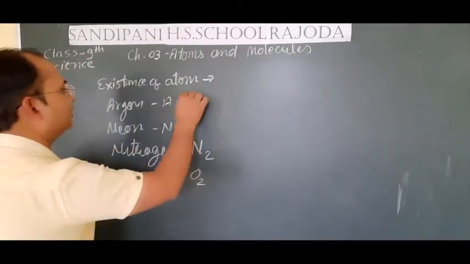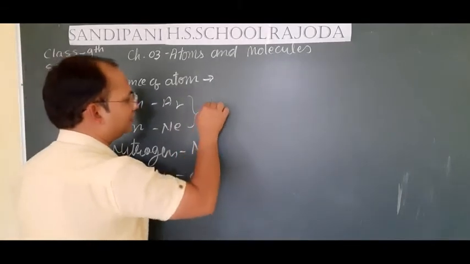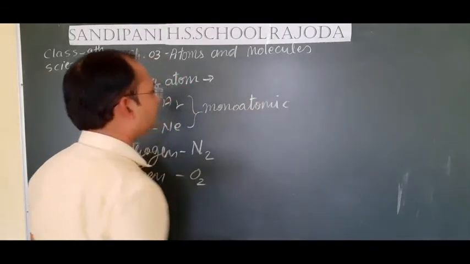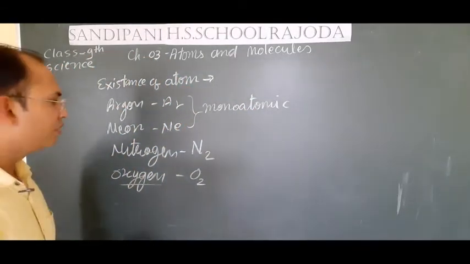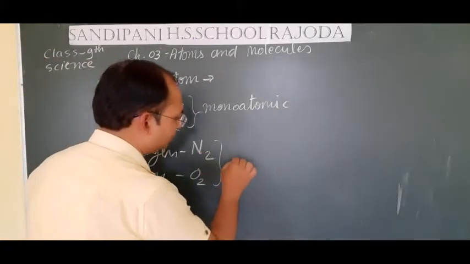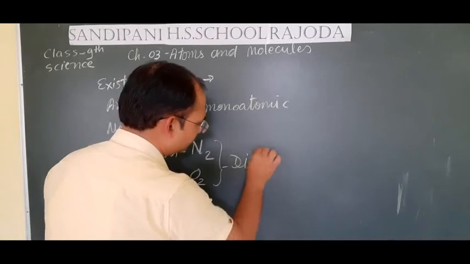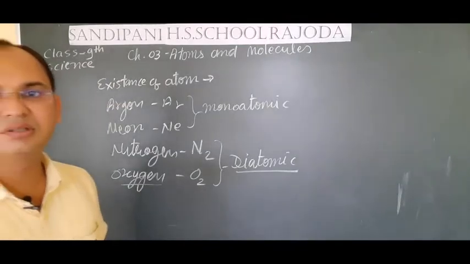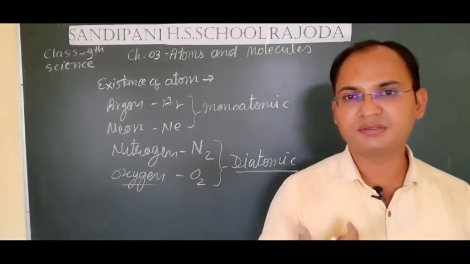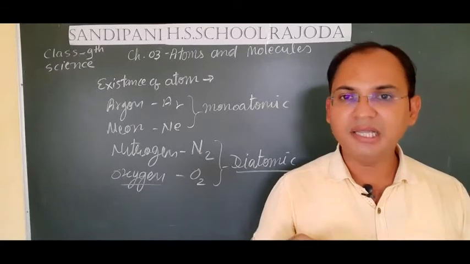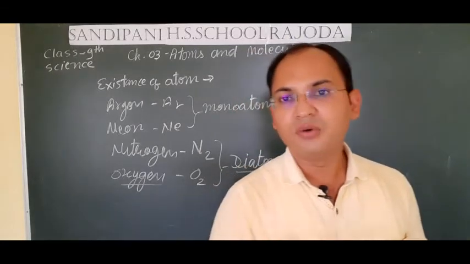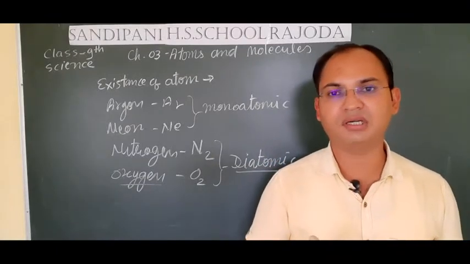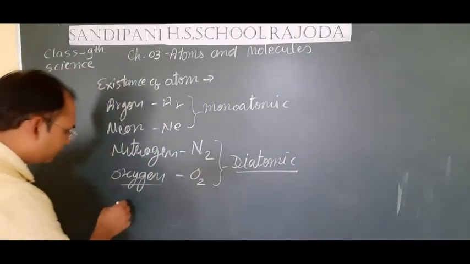We say that these elements are monoatomic in the sense that their atom is single, but the molecules of these elements are diatomic. That means, students, their molecule is formed of 2 atoms, but some other elements also exist in nature whose molecule consists of more than 2 atoms also. For example, phosphorus.